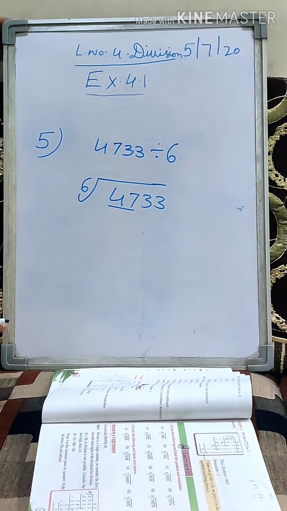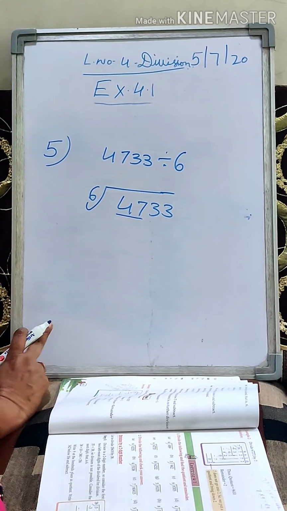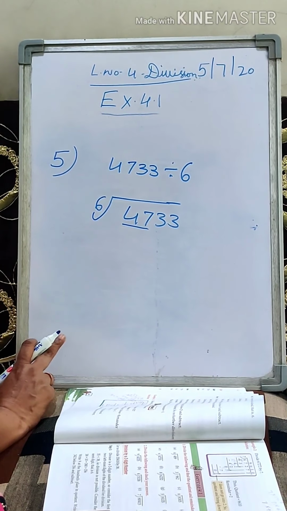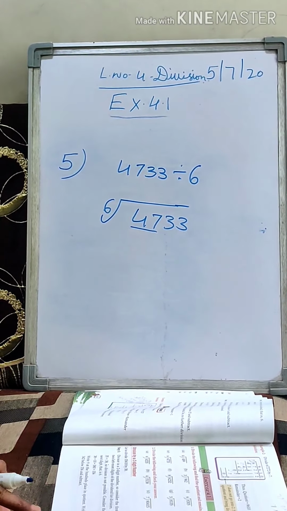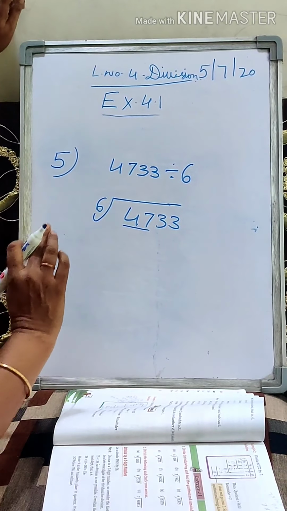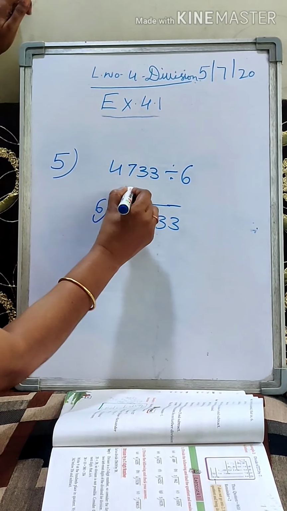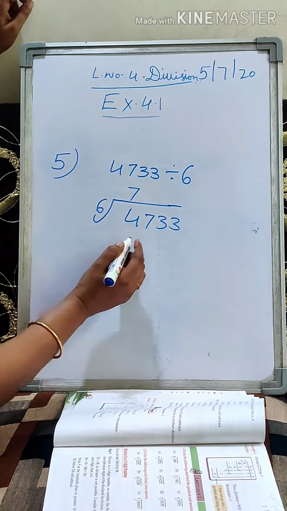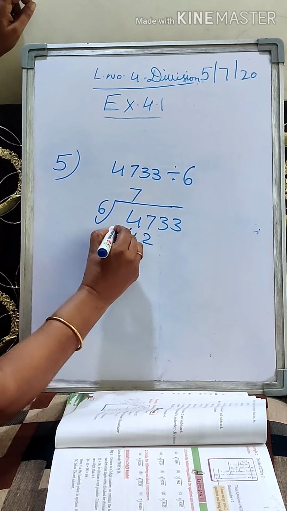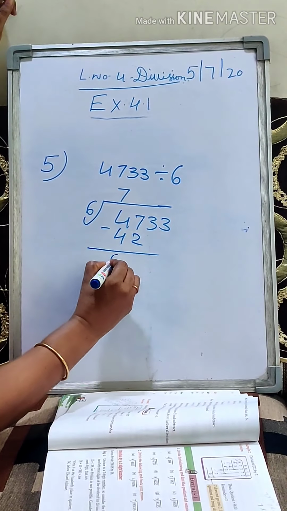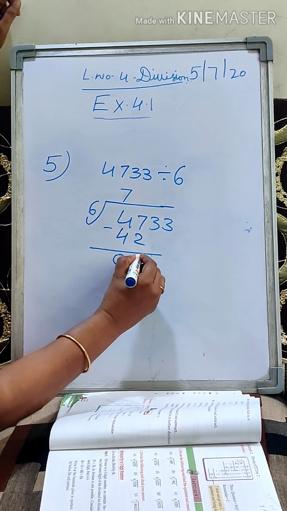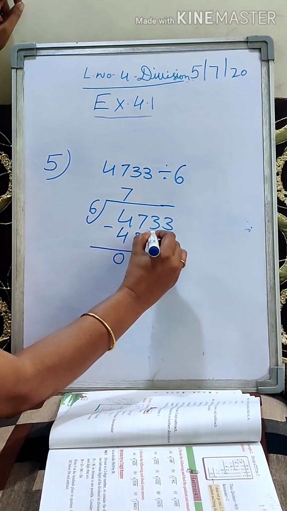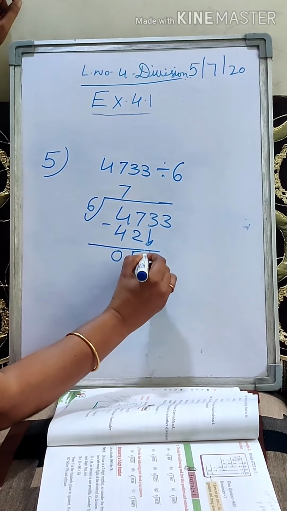Say the table. 6 ones are 6, 6 twos are 12, 6 threes are 18, 6 fours are 24, 6 fives are 30, 6 sixes are 36, 6 sevens are 42, 6 eights are 48. But we should take the smaller number. Then 6 sevens are 42. Write 7 at your quotient place and write 42 below 47 and subtract it. 4 minus 4, 0. 7 minus 2, 5. Again we got a smaller number. Then bring the next digit, that is 3.